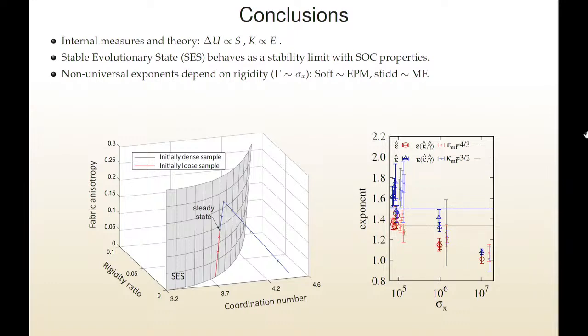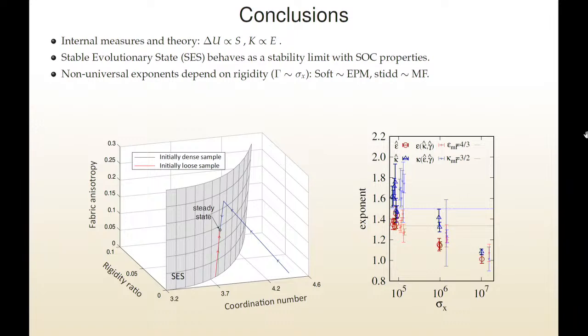Then we identify this stable evolutionary state, right? And we see that this behaves not as much as an attractor, but a stability limit, where we observe these SOC avalanches. So it seems like it has properties of self-organized criticality, as we expect in this mean field theory as well, when you consider avalanches. But it's not exactly mean field, of course.